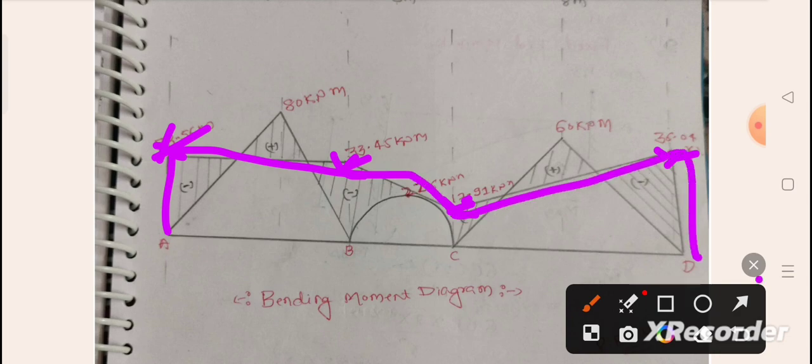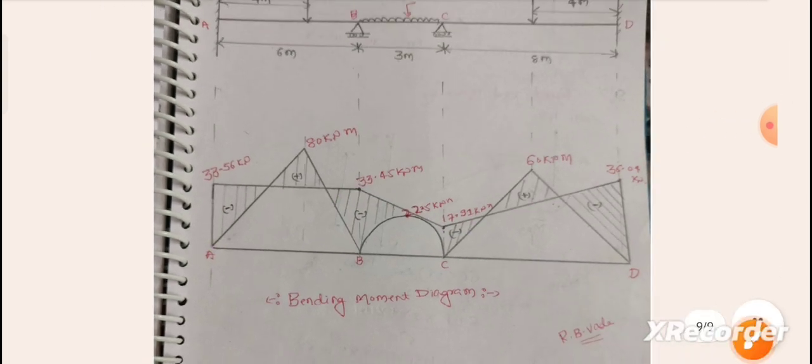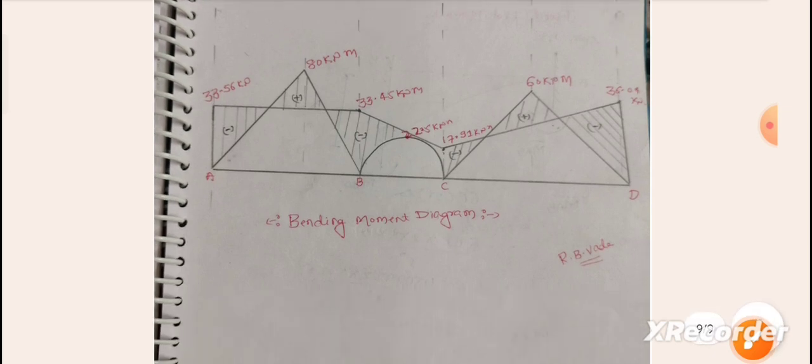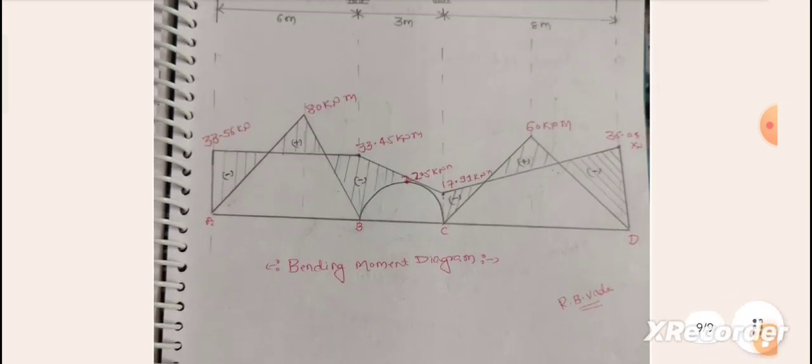As per the tabular column, this is the final bending moment diagram for this problem. This is all concerned with this column.